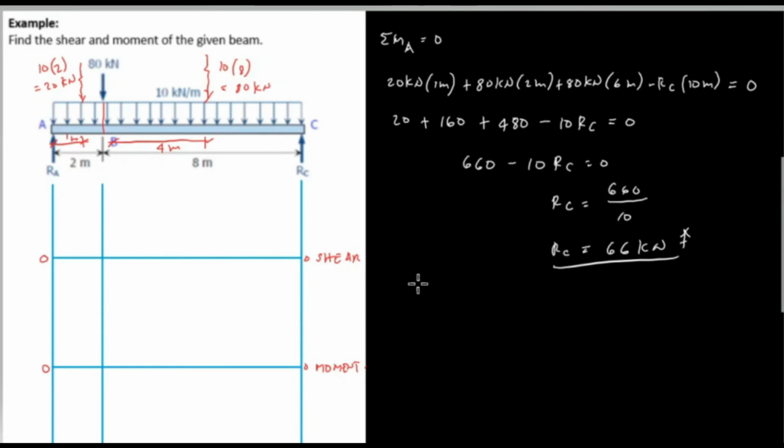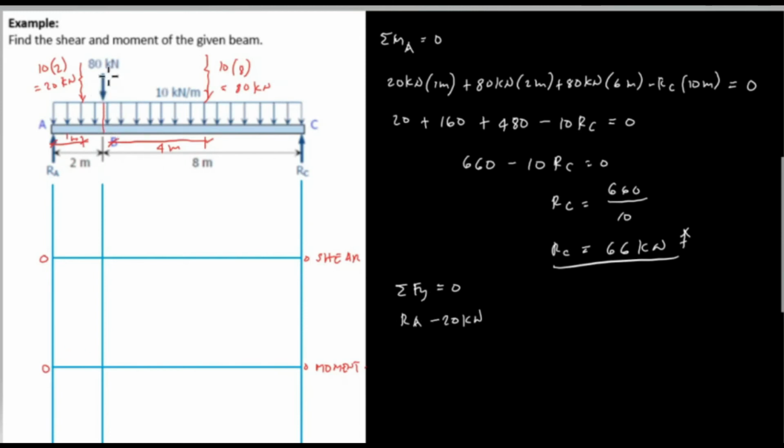Next, after the summation of moment, we can use the summation of forces along y and equate it to 0. So all forces along y, we sum up and equate it to 0. So we have RA, the unknown value. So RA and the assumed direction is upward, therefore it's positive. Then from A to B, we have a uniform load and the resultant is 20 kilonewtons. We add up 20 kilonewton and the direction is downward, therefore it is negative sign.